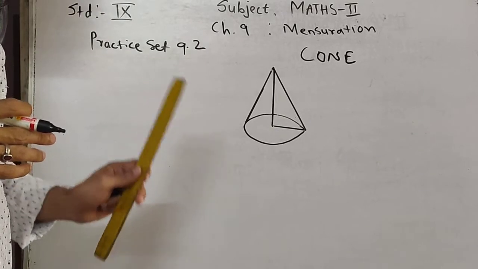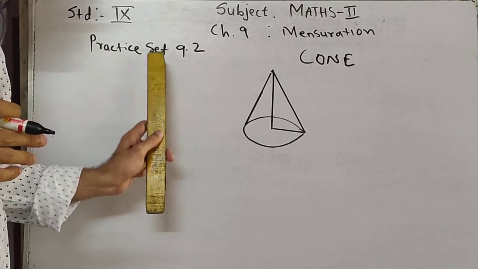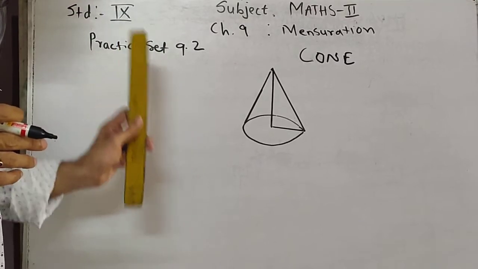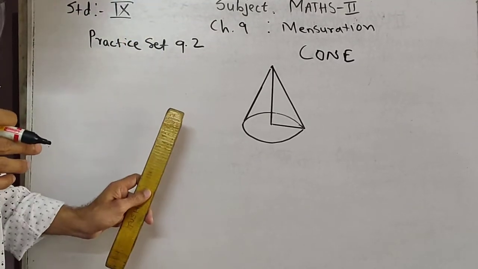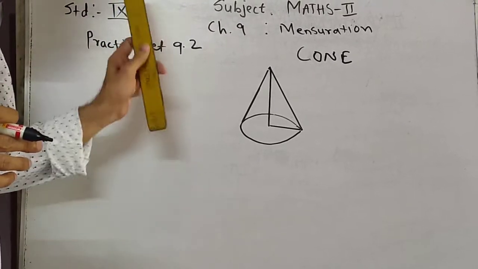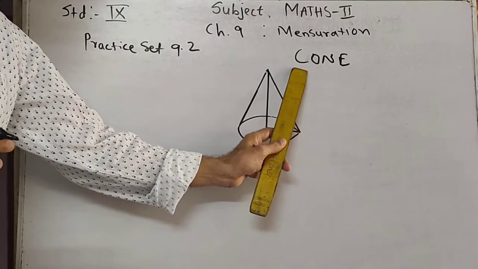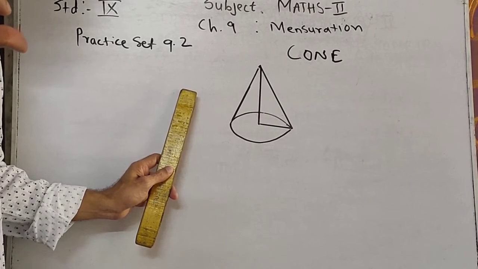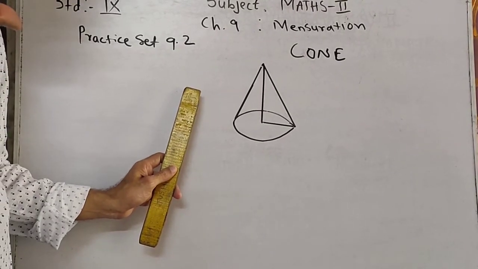Today we are going to start practice set 9.2. But before starting practice set 9.2, you should know the formulas related to cone. You might have seen a cone. Cone ice cream is an example of that. You might have consumed the ice cream also.